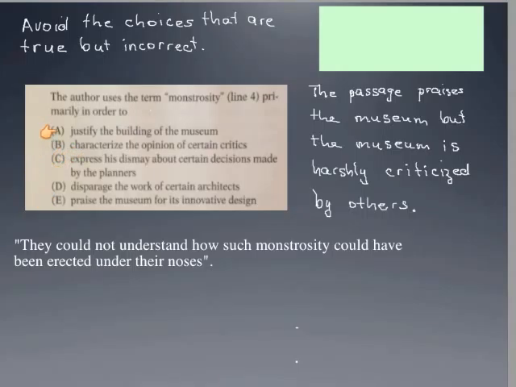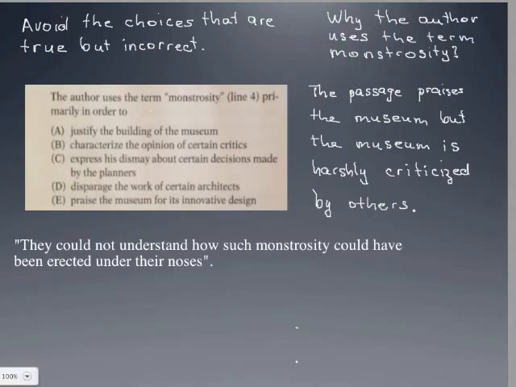Is it A? Yeah, because that's in the passage. Is it B? Because certainly the opinions of certain critics were mentioned in the passage, and he did express his dismay about the certain decisions made. Certainly, he did disparage the work of certain architects, and he did praise the museum for its innovative design. I want you to read the question carefully. It's asking why the author uses the term monstrosity. Does the author think that the museum is a monstrosity?